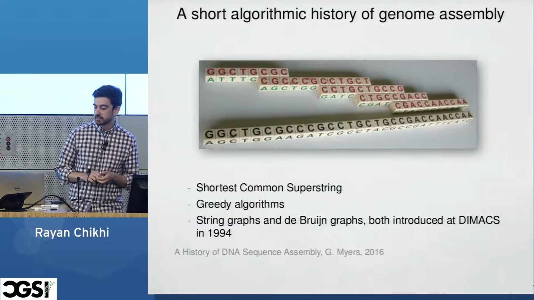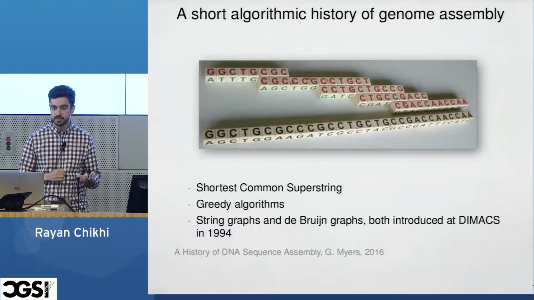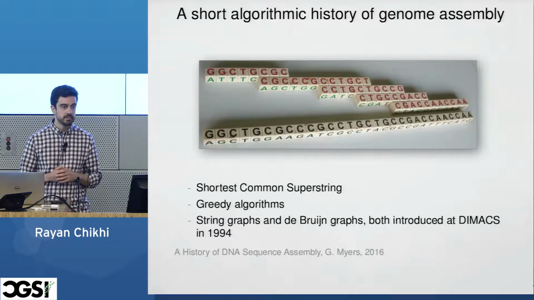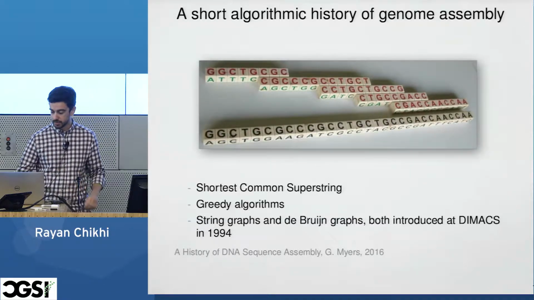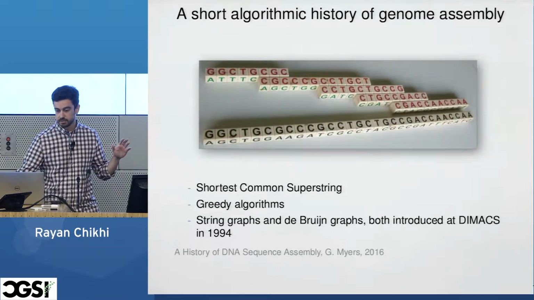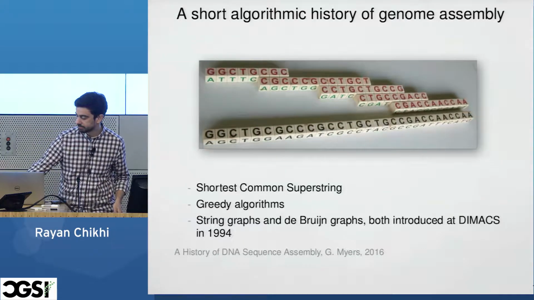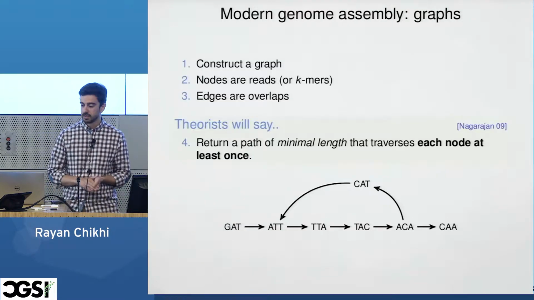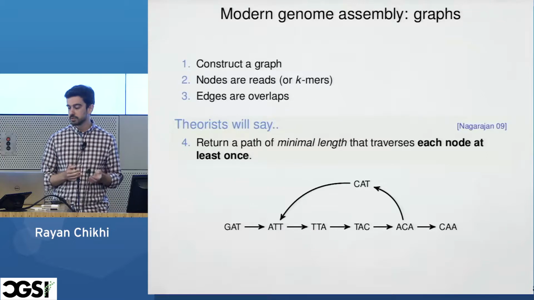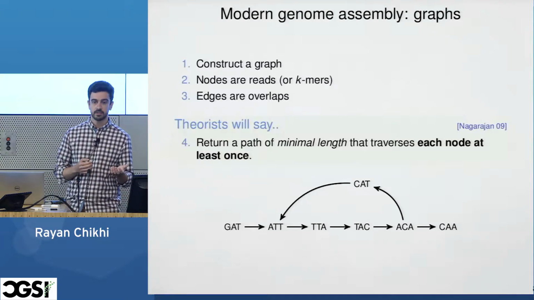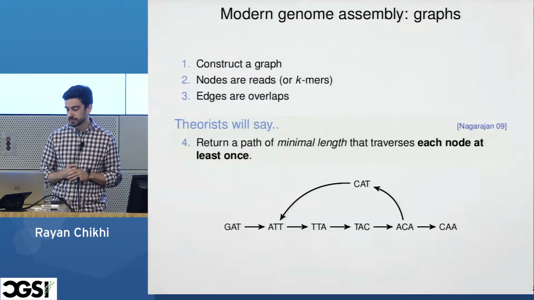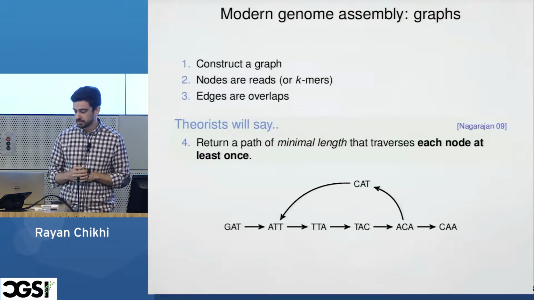And then string graphs and de Bruijn graphs, which are more advanced formalisms for doing assembly, were introduced one after the other at a DIMACS workshop in 1994 by Gene Myers and Waterman. And I'll mention that there is a very nice paper that tells the history of genome assembly that was published not so long ago by Myers. Modern genome assembly is done using graphs. To give a very short overview, a graph is constructed where the nodes are either reads or k-mers from the reads, and edges correspond to overlaps between reads or overlaps between k-mers. So we are talking about de Bruijn graphs and string graphs.